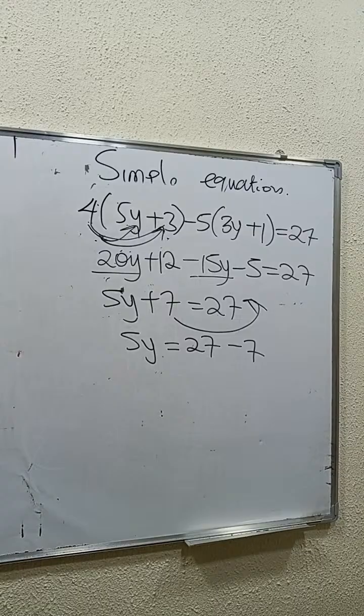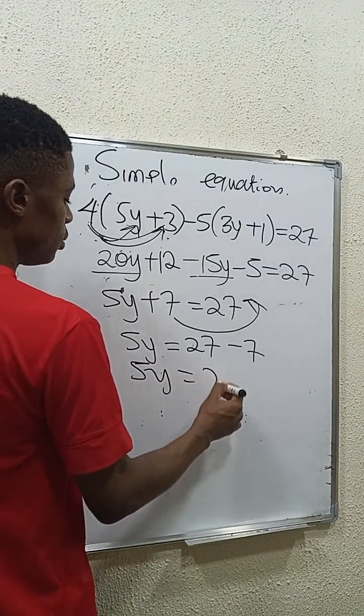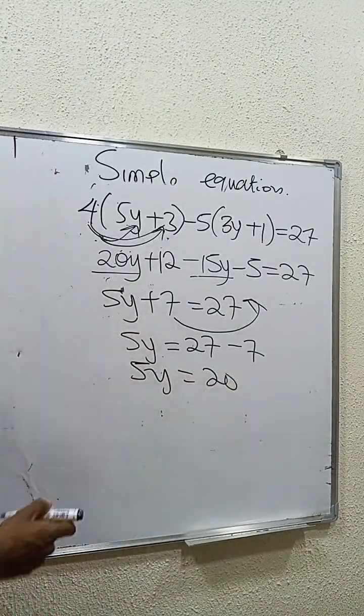Okay, what is 27 minus 7? 27 minus 7 is 20. So 5y is equals to 20.